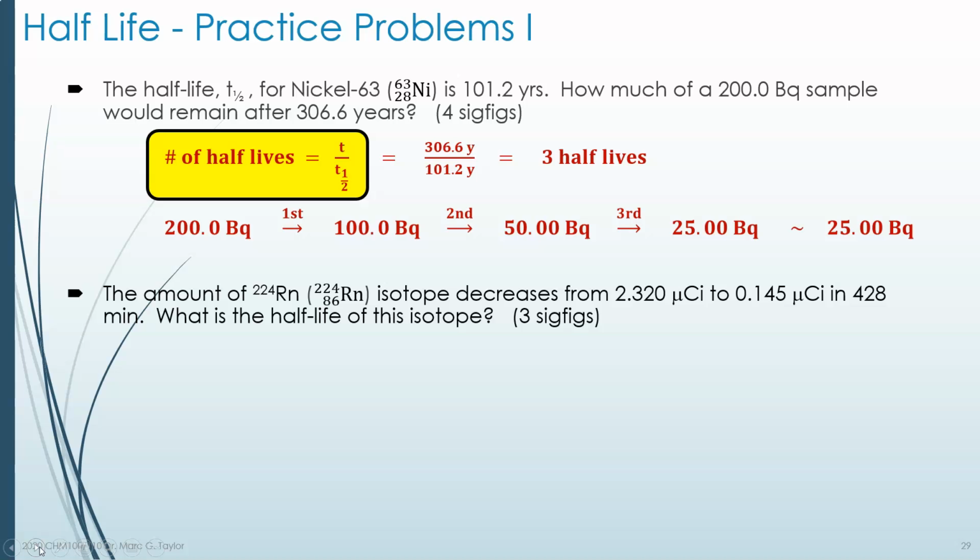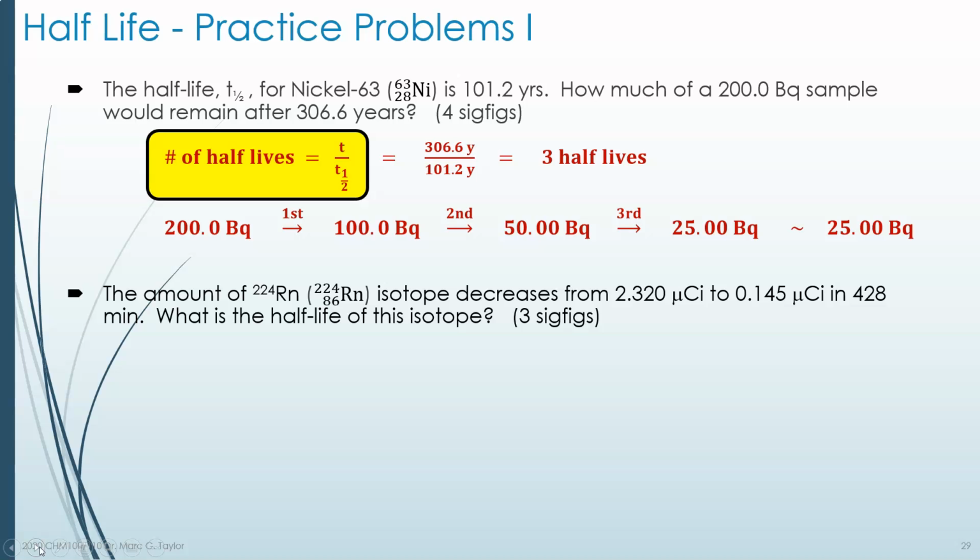So if you know it's 3 half-lives, just take your starting material and cut it in half 3 times. After 1 half-life, you go to 100.0 becquerel. After 2 half-lives, 50.00 becquerels. Third half-life, 25.00, and I kept it as 4 significant figures all the way through so that my answer is in the right number of sig figs at the end, 25.00 becquerel. In other words, 1/8 of the original, because 3 half-lives means a half, a quarter, an eighth of the original. 3 times I'm cutting it in half.